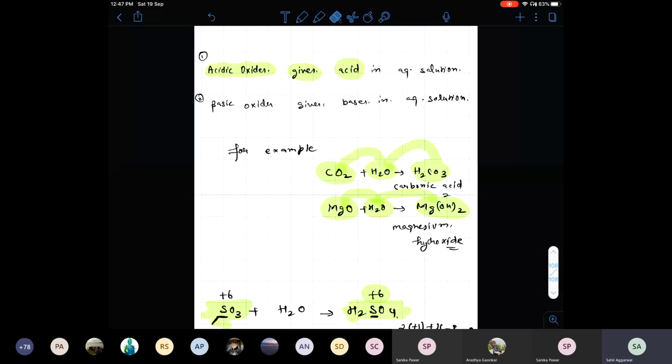What about this? CO2 and H2CO3? What is the oxidation state of carbon in CO2? +4. In H2CO3? +4. Understood? Yes, sir.